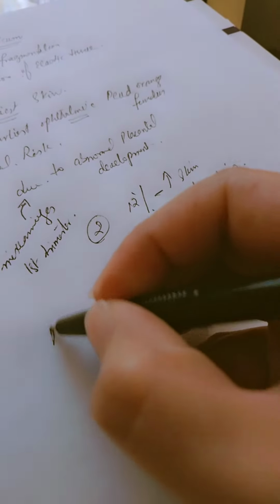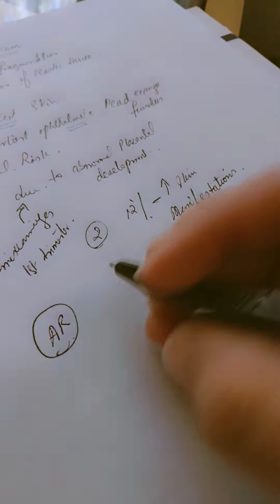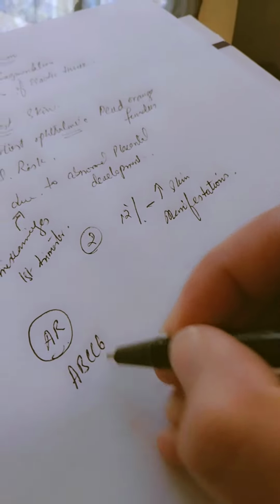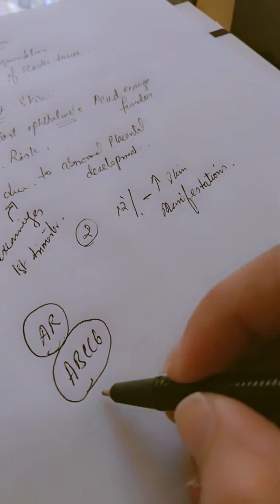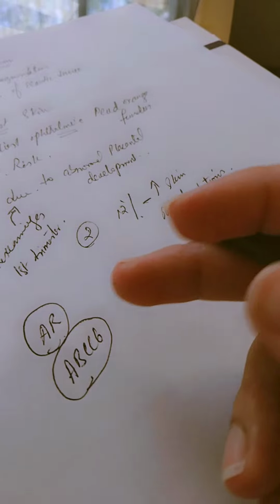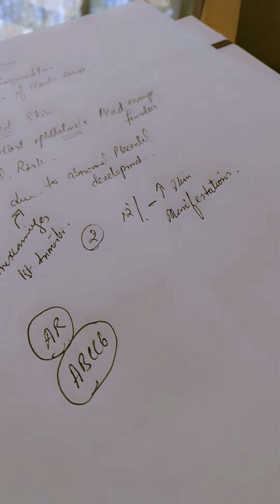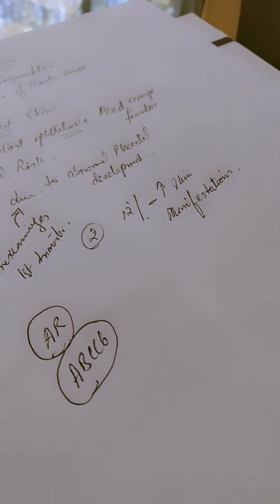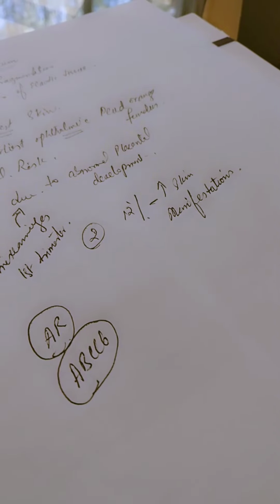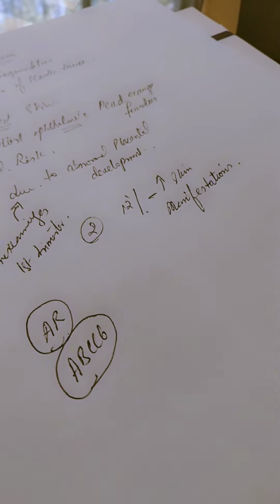Now coming back to the important points of the topic, it is an autosomal recessive disorder with ABCC6 gene mutation. There is fragmentation plus calcification of elastic fiber, and unfortunately, there is no treatment available for this, and you have to deal with the morbidity and mortality that is present.